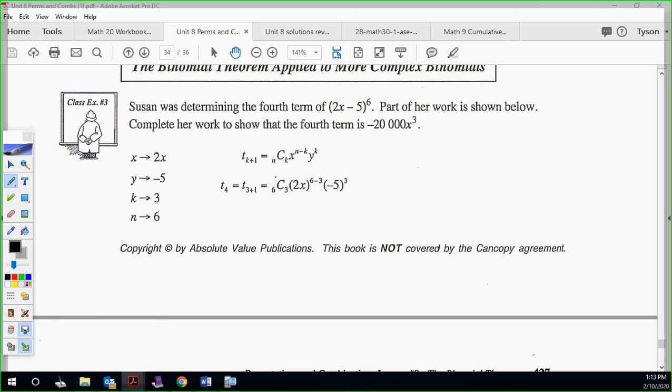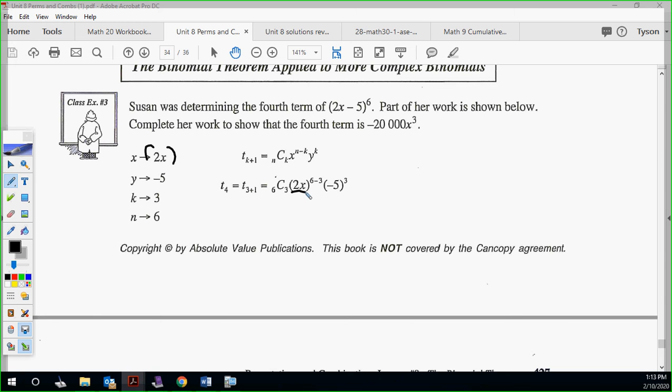So here's her work so far. She applied this. So she did 3 plus 1. So 6c3, (2x)^(6 minus 3), (negative 5)^3. So you just plugged in the stuff. See? 2x. She plugged that in there. She knows that it's 6 minus 3. Don't be overwhelmed. It's just the pattern. Negative 5 to the 3, because that's the r. And then she's going to calculate.